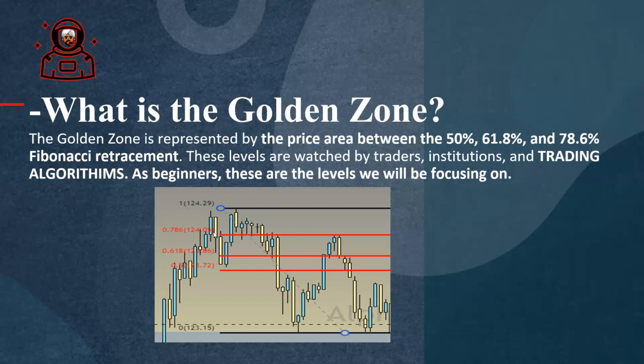So again, there are a lot of levels in the Fibonacci, but we are going to be focusing on the 50%, the 61%, and the 78%. These are going to give you the best risk to reward. So let's keep going here.